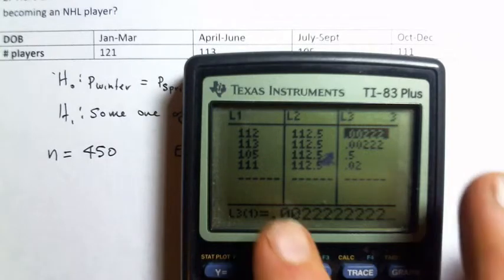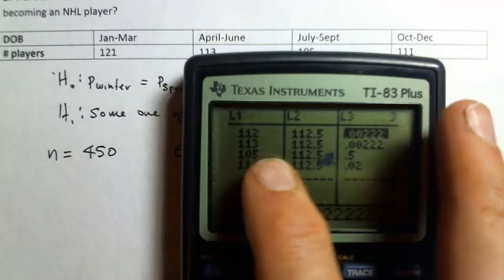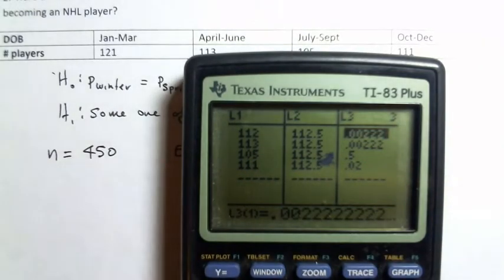Pretty slick, and you can see a lot of these are really close to 0.25, so these numbers get really, really small. So let's look at the sum of that.